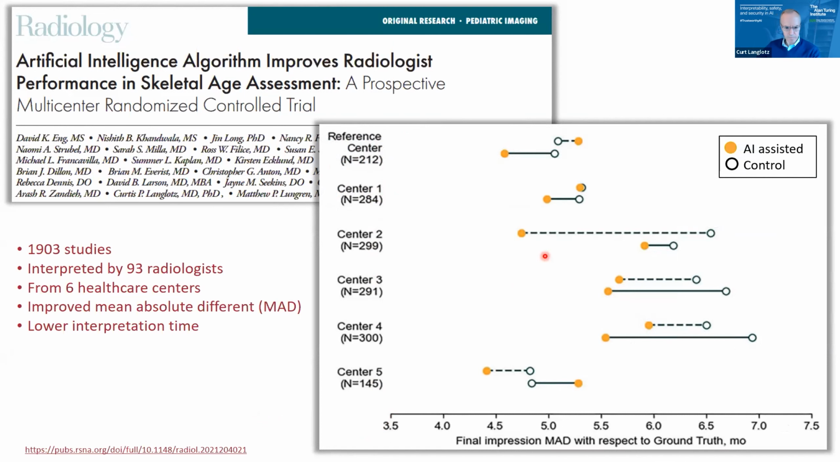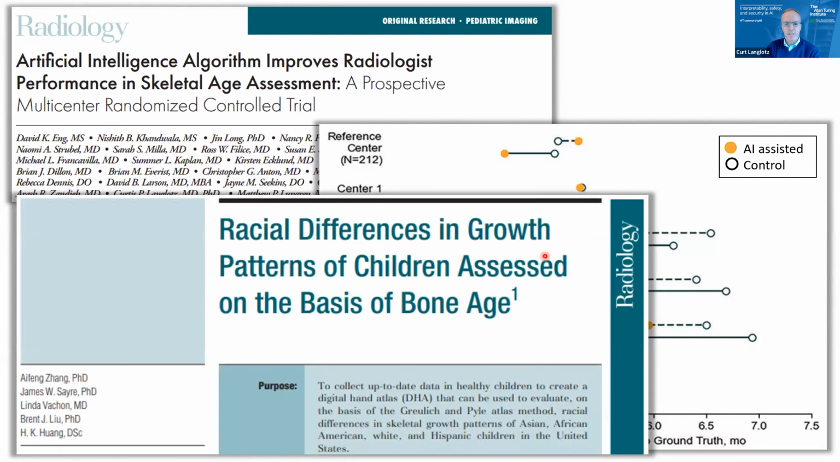But there's a hitch. And that is that there are these racial differences in growth patterns associated with the development of bones across ethnic groups. And so we had built a model based on the reference data for white children, but it was unclear whether this would work for underrepresented groups.